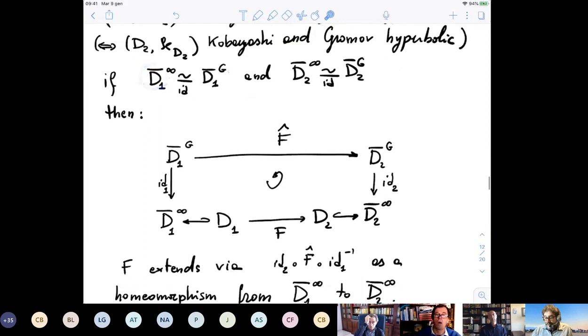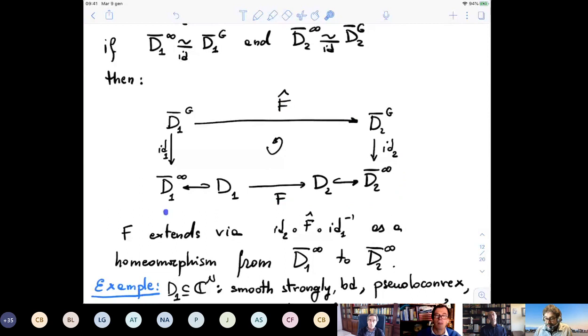Here is the map, the original map F. Now the domain is embedded in these two, and here the identity gives us a homeomorphism, and so we can extend the map. And what is the map? I take a point here. I want to extend from this one. So I go back here, I go here, and I go here. And this gives the extension. And that's going to be a homeomorphism.